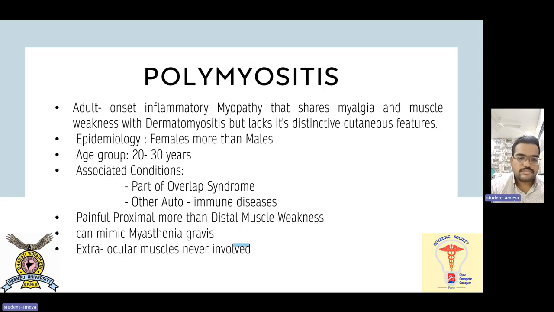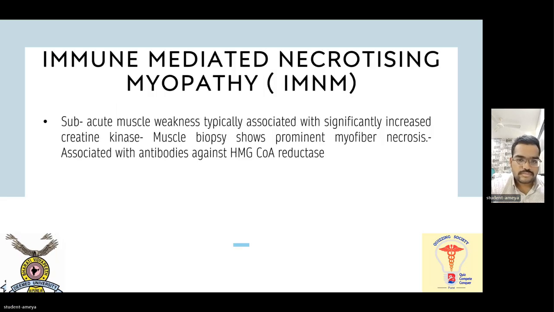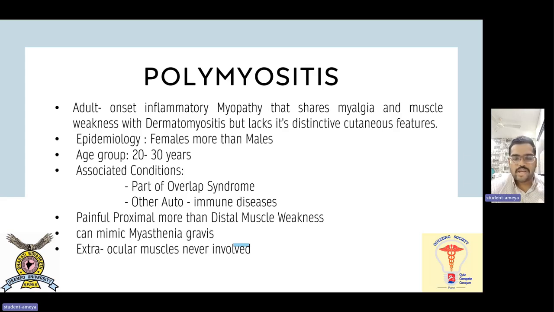The third disorder is polymyositis. Polymyositis is an adult onset inflammatory myopathy that shares myalgia and muscle weakness with dermatomyositis. However, it does not have the skin or cutaneous features. So epidemiology is a 20 to 30-year-old, female more common than male.